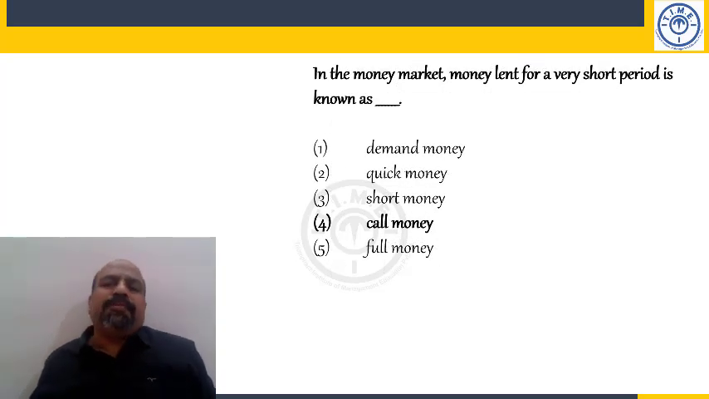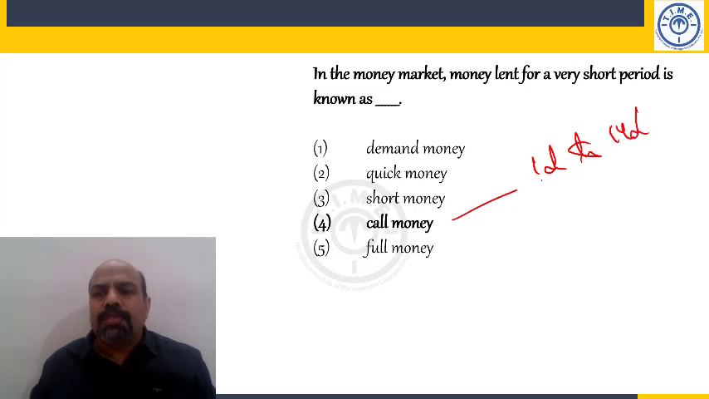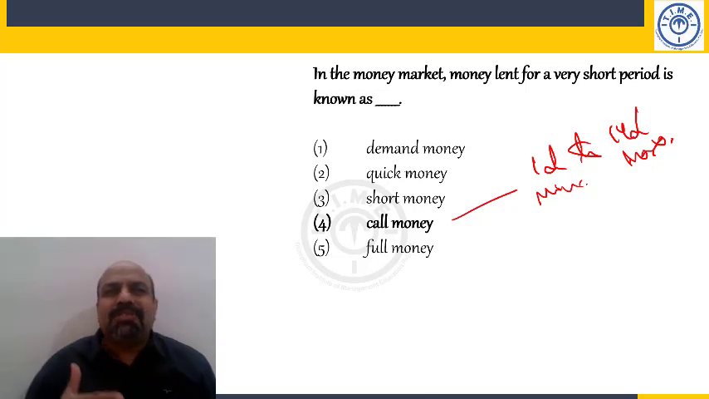In the money market, money lent for a very short period is known as call money. The minimum is 1 day, the maximum is 14 days. In the money market, this is typically lent between banks. It's also called the interbank money market rate. One bank calls the other bank and says, look, I don't have enough, could you send over some cash? Typically these are for very short-term mismatches.